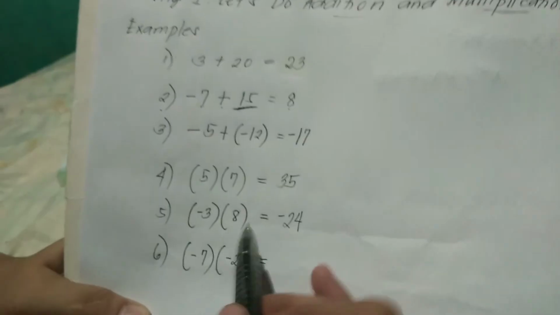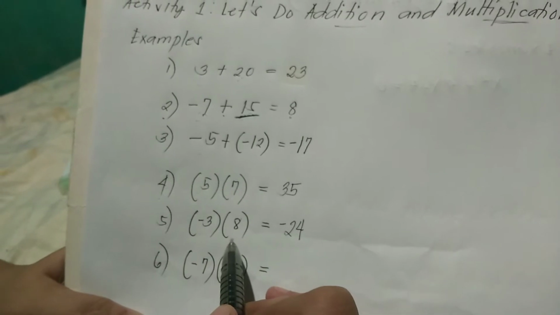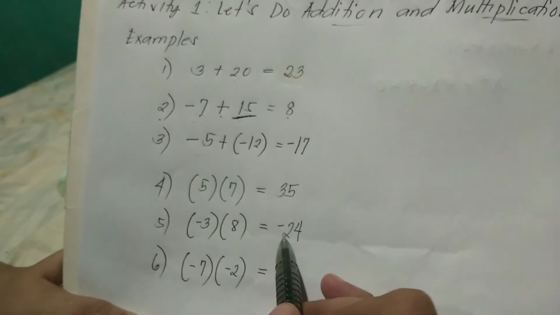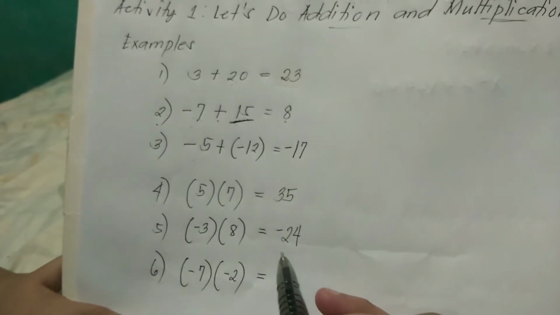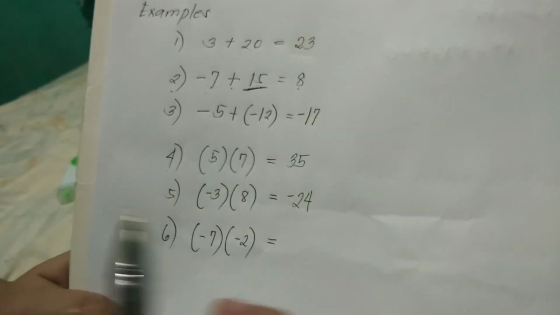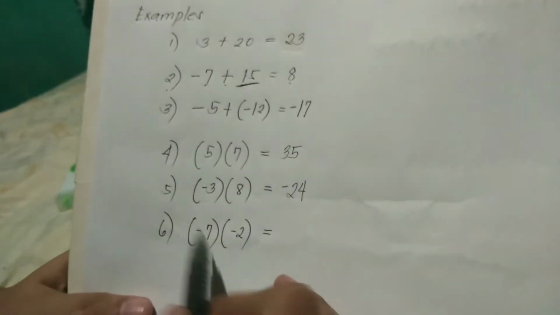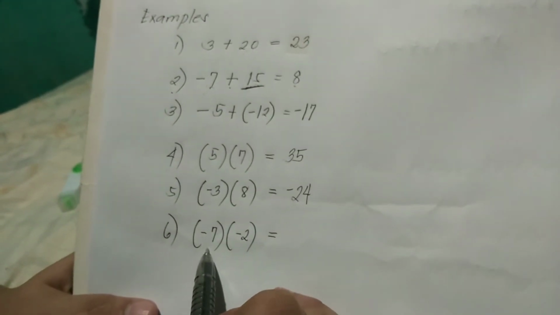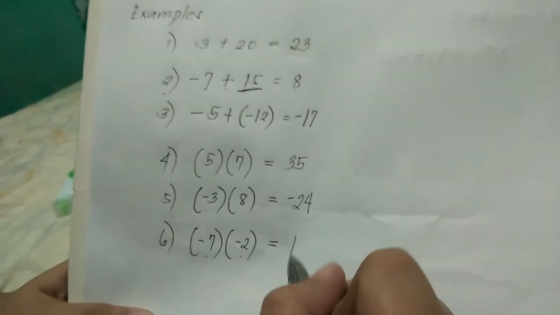24. Take note, kapag magkaiba ng sign sa multiplication, the answer is always negative. Pag pareho ang sign, the answer is always positive. Next, negative 7 times negative 2 is positive 14.